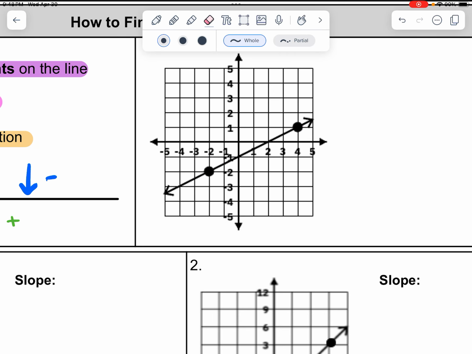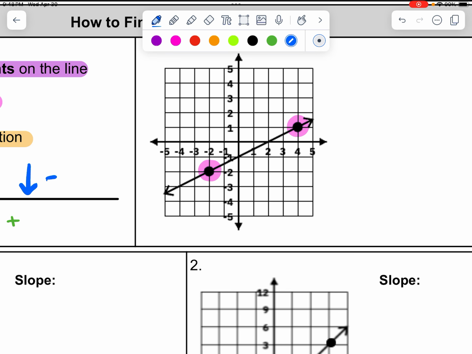Remember, we're starting from the left point. So let's just review. We're starting from here. We want to walk to here. So if I start from down here, the first thing I'm going to do is ask myself, do I need to go up to get to the second point or down? The answer is I need to go up.